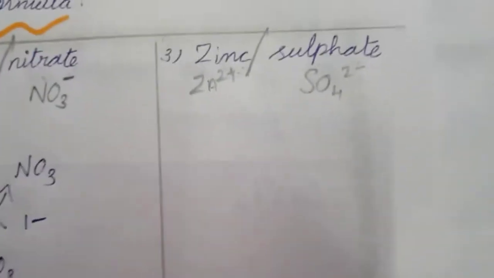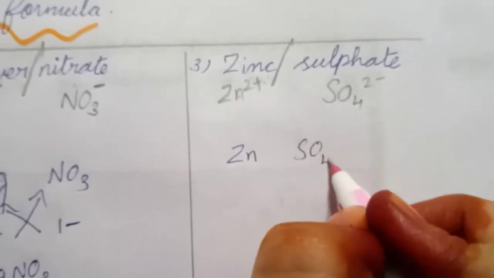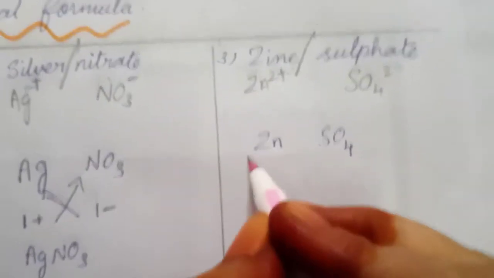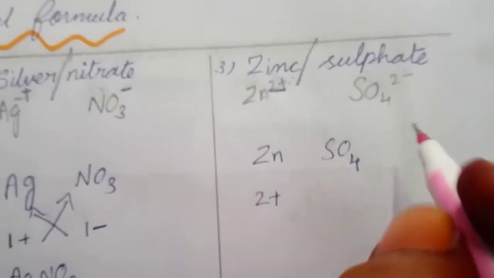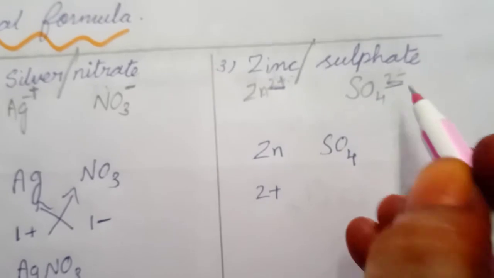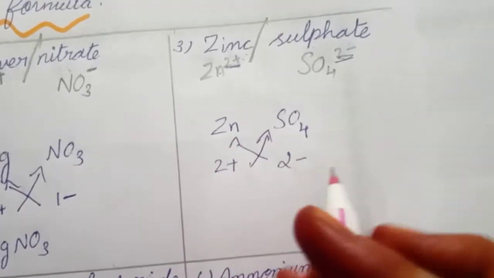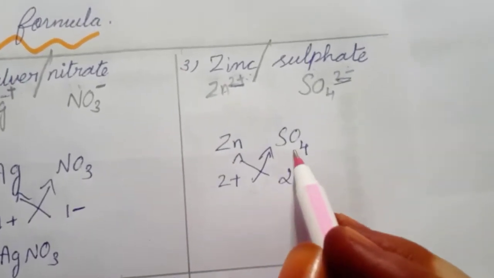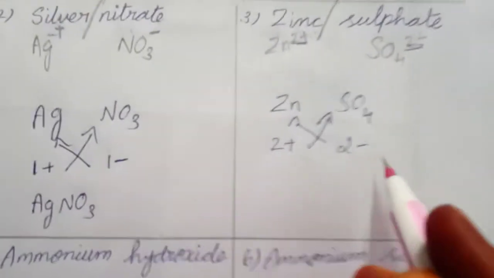And next, fourth step, write the symbol: Zn SO4. Next we have to write the charge. What is the charge of Zn2+? What is the charge of SO4 2-? Next step, interchange. SO4 is a polyatomic ion. More than one polyatomic ion is there, so we put it inside the bracket.